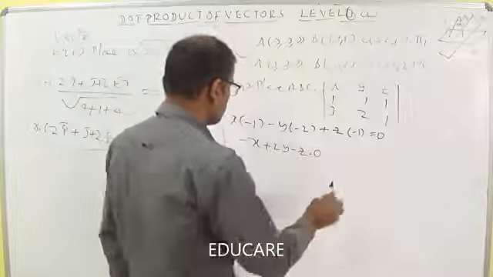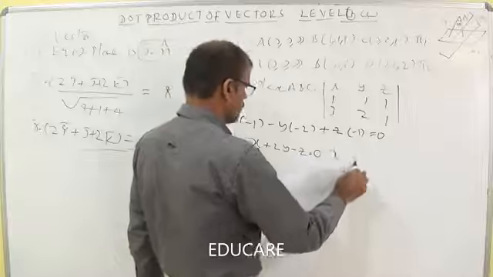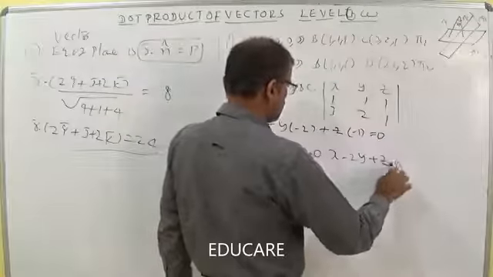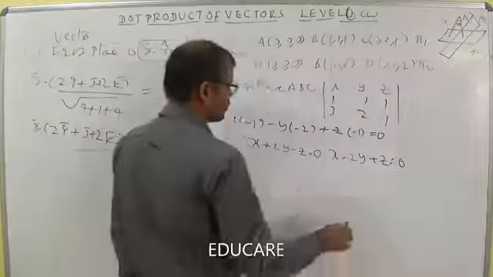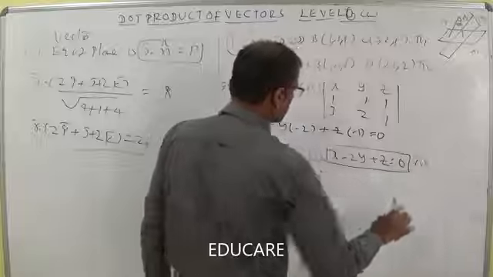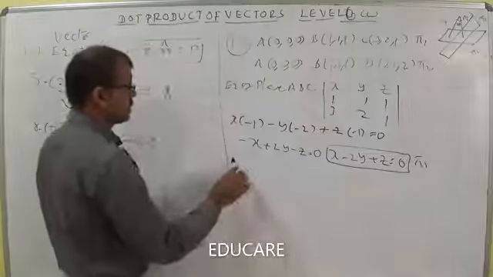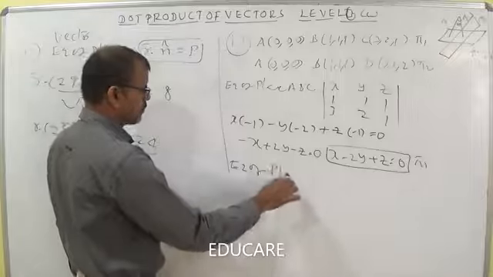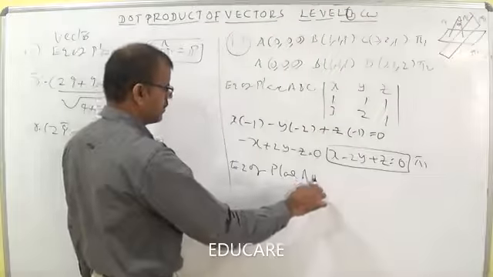Minus x plus 2y minus z equal to 0. If you multiply with minus, you will be getting x minus 2y plus z equal to 0. That is the equation of plane 1, pi 1. Next, using the data, I am writing the equation of plane ABD.